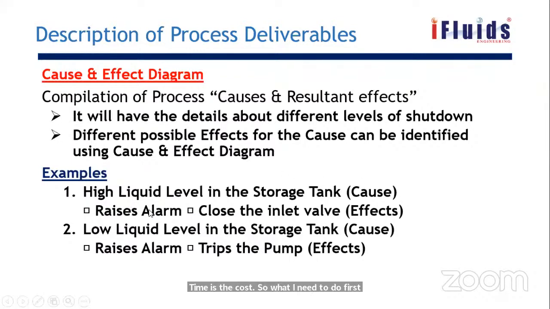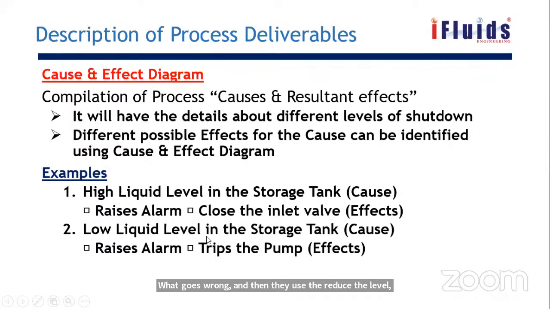The level is going on, then what you do: the person who is sitting in the DCS panel used to control the level, try to reduce the level. And then if we cannot control it, it will automatically close the inlet valve.